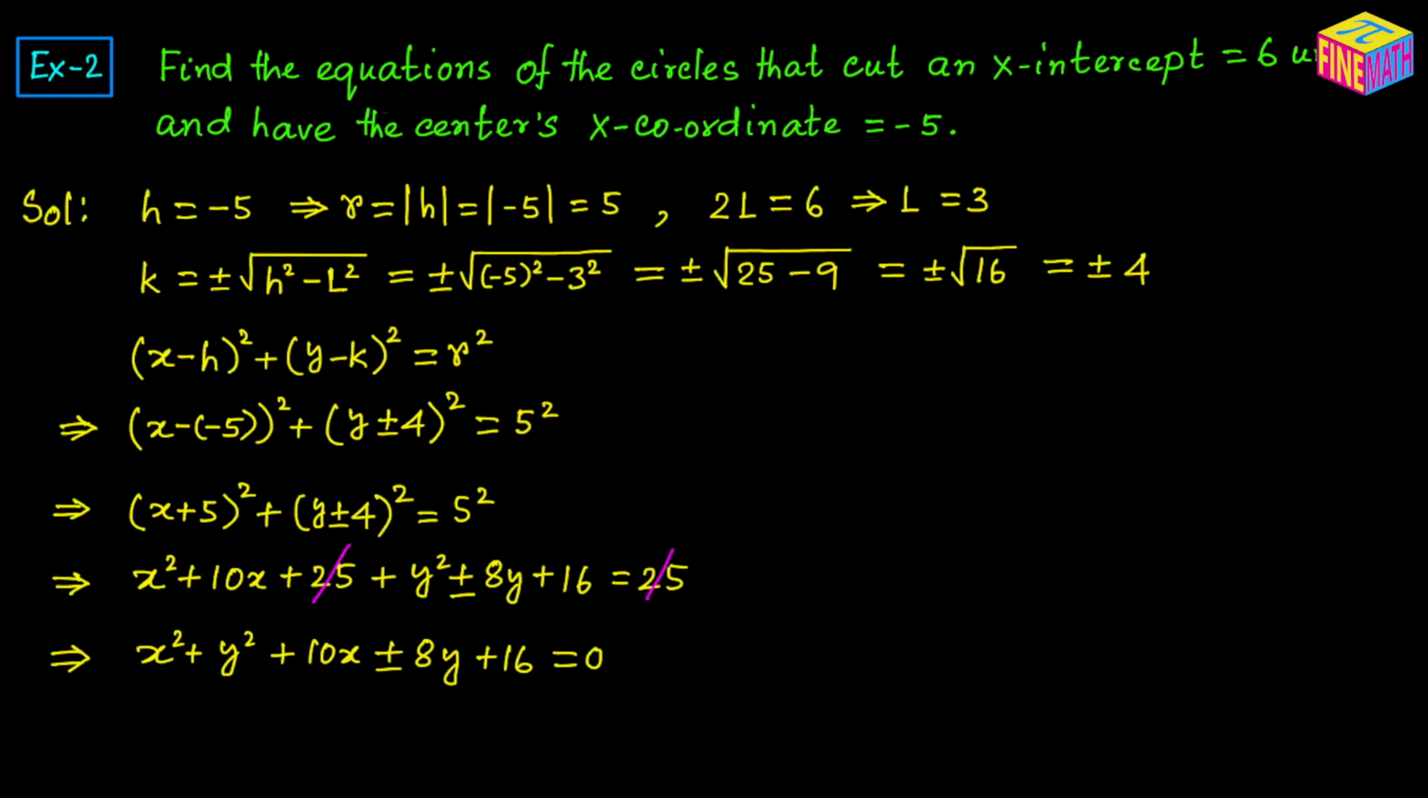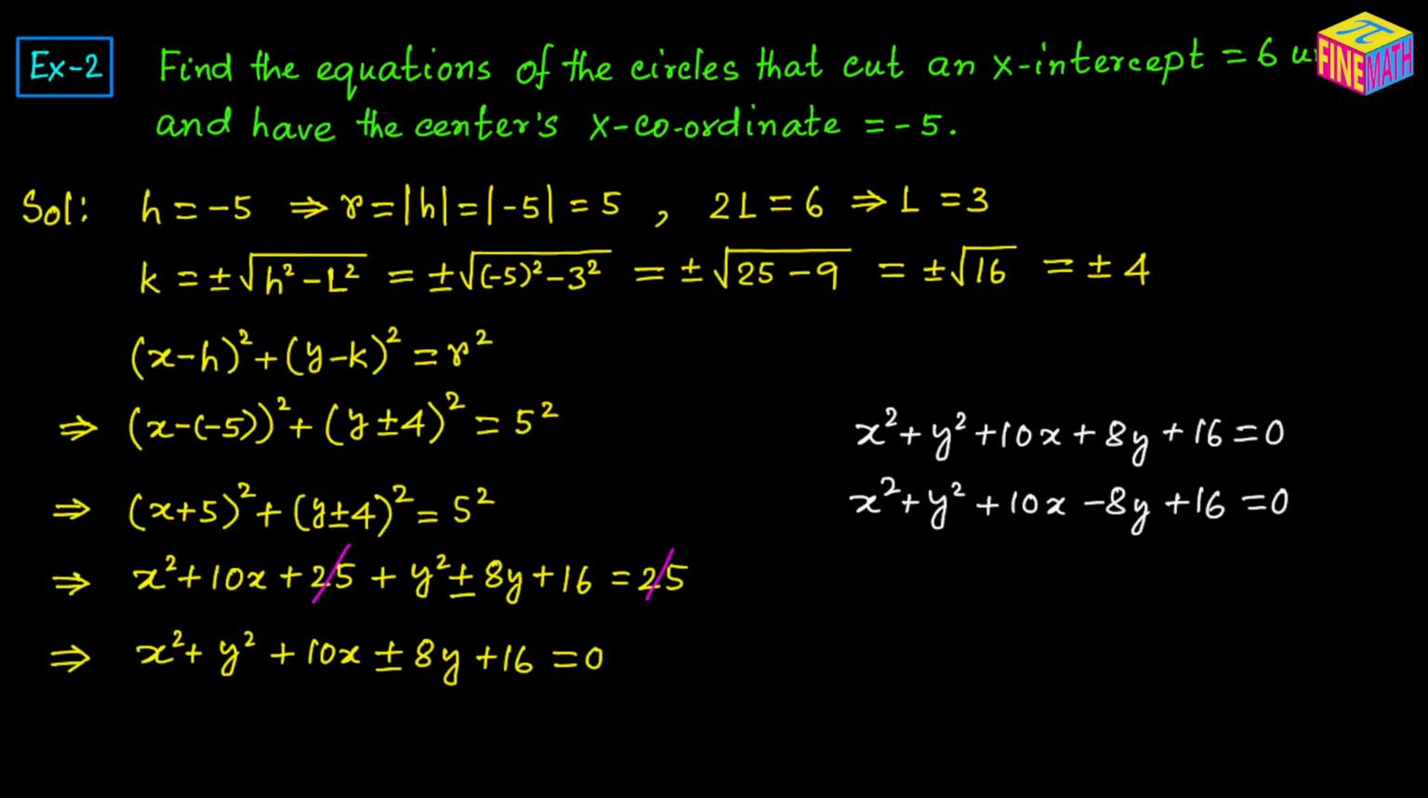Using the plus and the minus sign for the y term, we can actually write down the two equations separately. The first equation could look like this: x squared plus y squared plus 10x plus 8y plus 16 equals 0. Here we are using the plus sign for the y term, and using the minus sign for the y term, the second equation will look like x squared plus y squared plus 10x minus 8y plus 16 equals 0. And those are the equations of the two possible solutions for this particular example, and that is our answer.